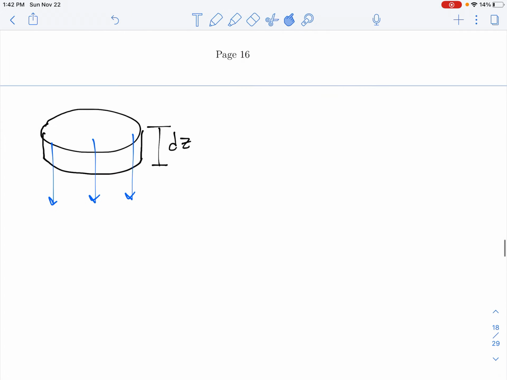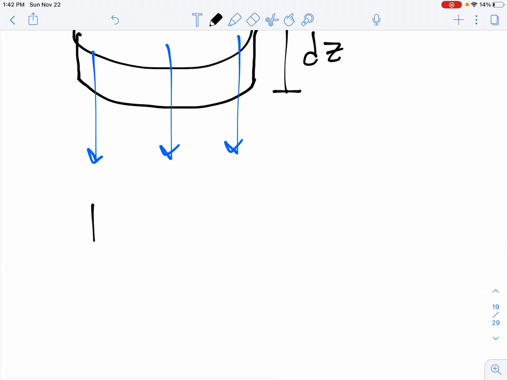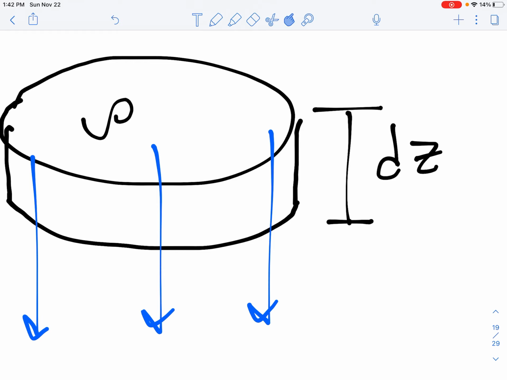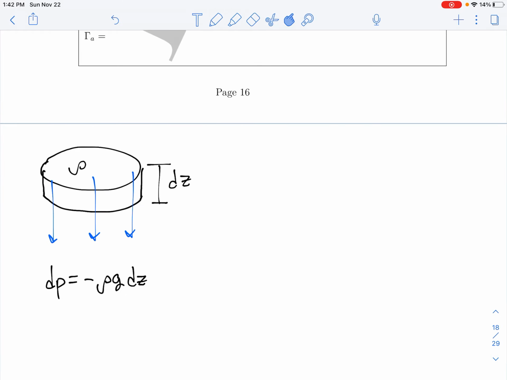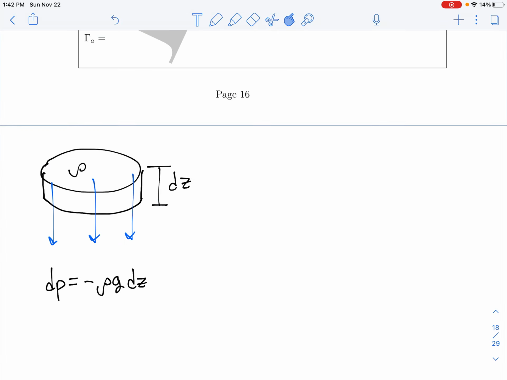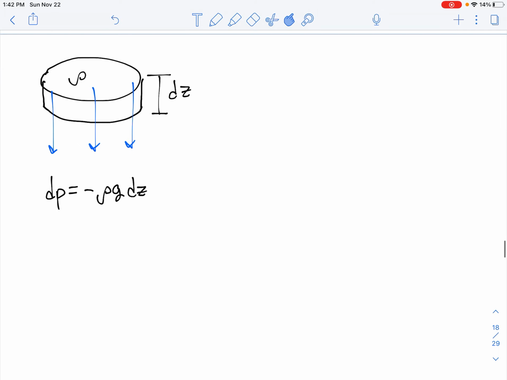Because of this, the pressure change across it is going to be dP = -ρg dz. And ρ is just the density of this cross-section, which we assume to be approximately uniform because the width of the cross-section is very small, so there's not going to be any changes in density for that part of the atmosphere.